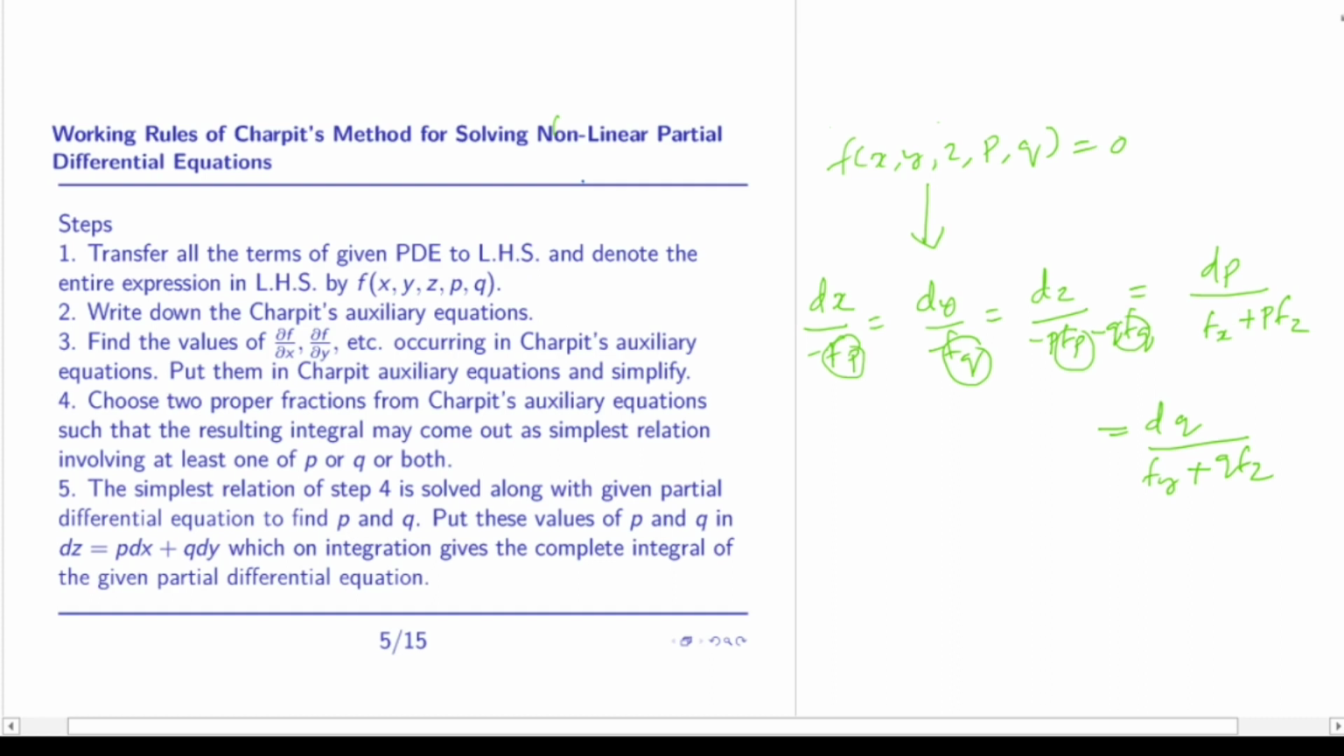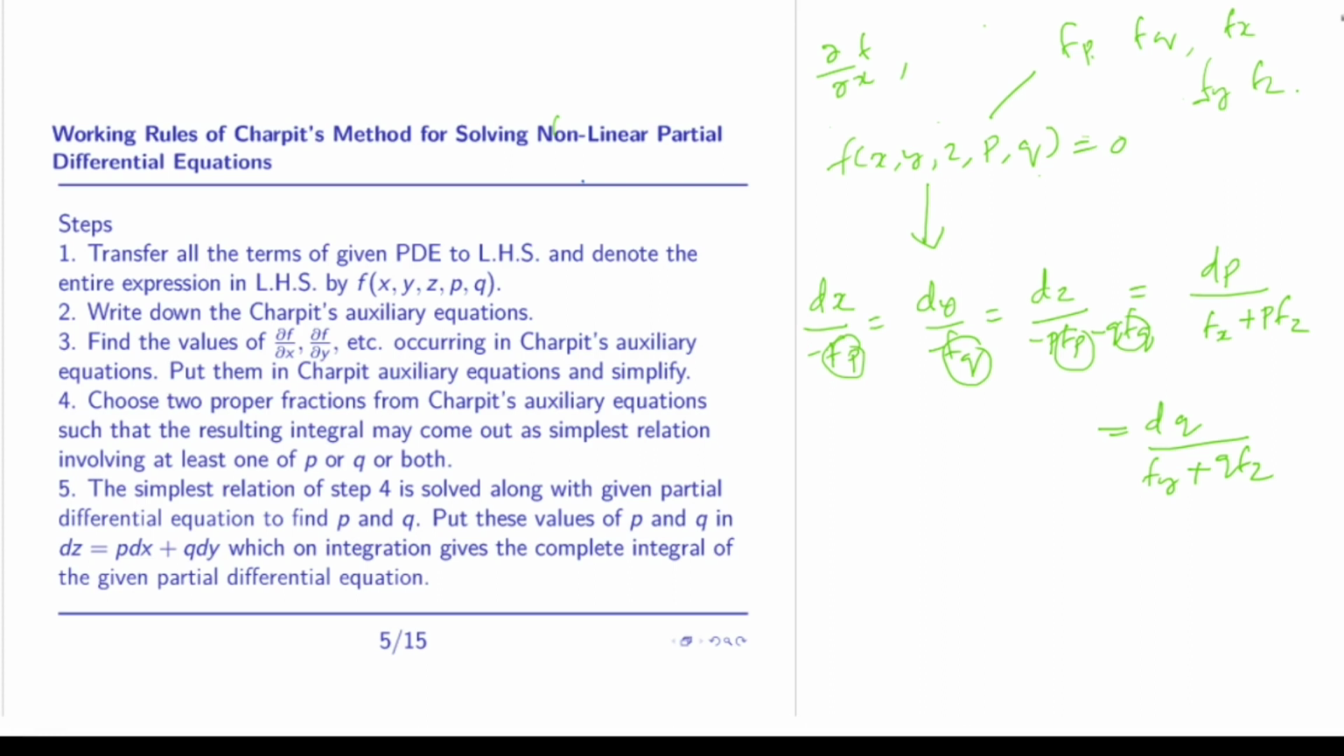That means we need to find fp from the given equation. We need to find fp, fq, then fx, fy, fz. That means we need to differentiate the given equation partially with respect to x, y, p, q and z. Then you choose two proper fractions to find an integral, so that it simply separates variables.